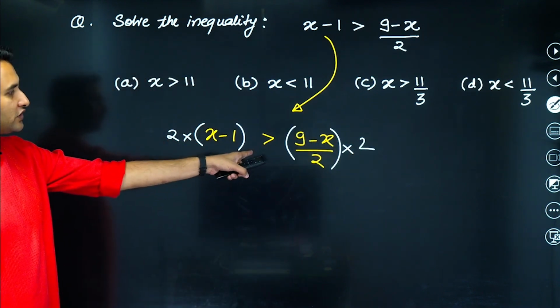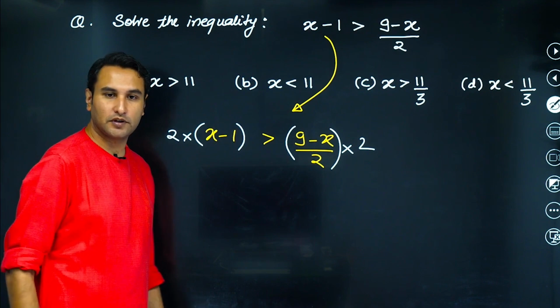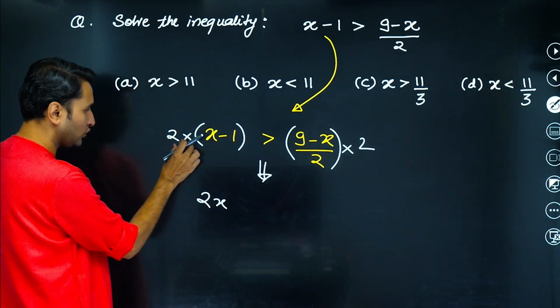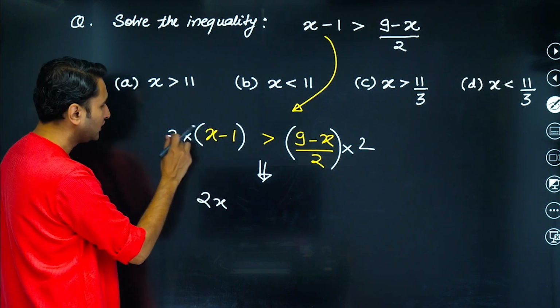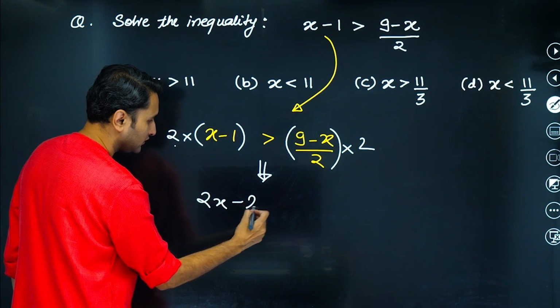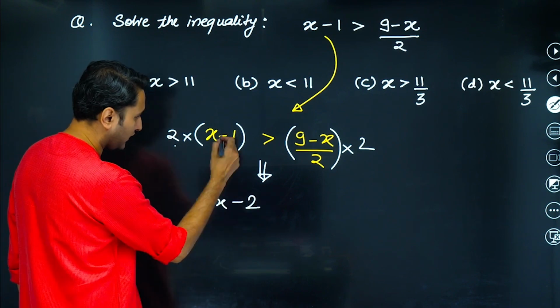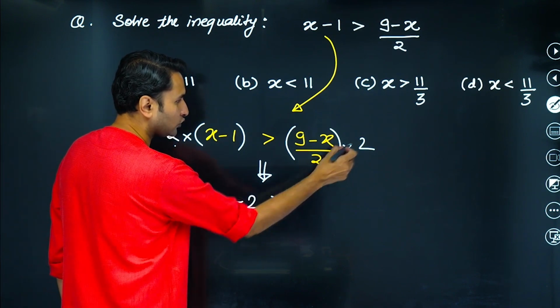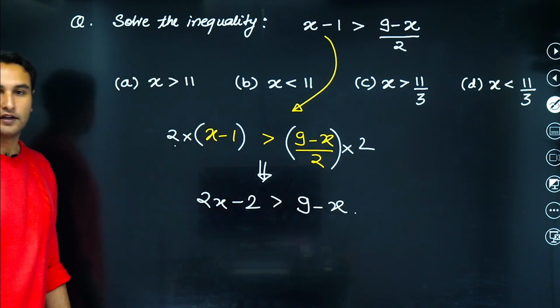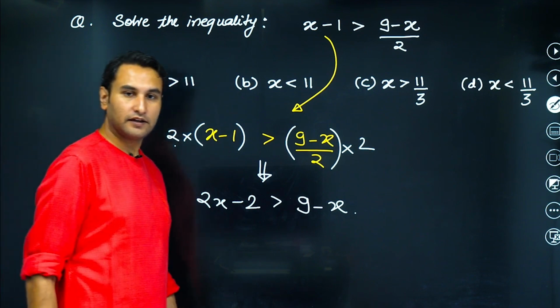The inequality will not change because I am multiplying by a positive number. So what does it give me? It gives me 2x. Now see, 2 gets multiplied. I am opening up the bracket. 2 multiplied by x is 2x. 2 multiplied by 1 is 2. Minus sign, don't forget that. Greater than, 2 cancels out. You are left with 9 minus x. Is this clear?